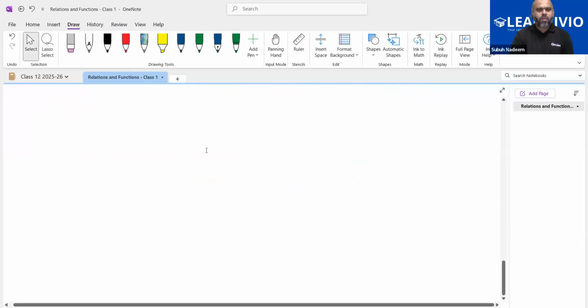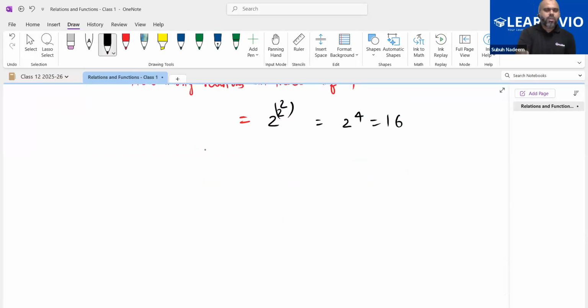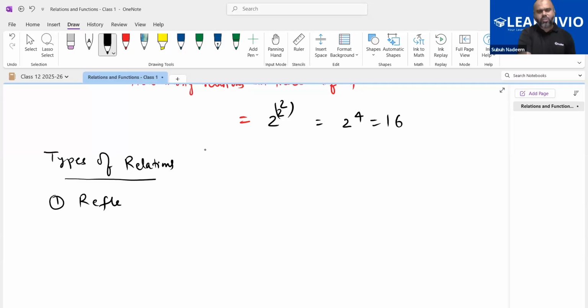Now let us talk about a few types of relations. There are three types of relations. One is called reflexive relation. Reflexive relation means that (a, a) belongs to the relation R for all a belongs to the set A.